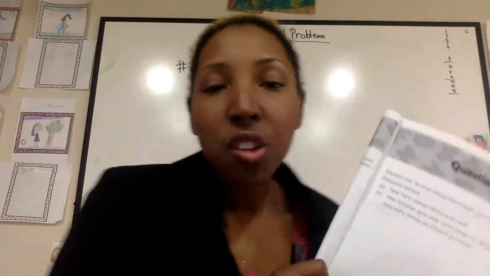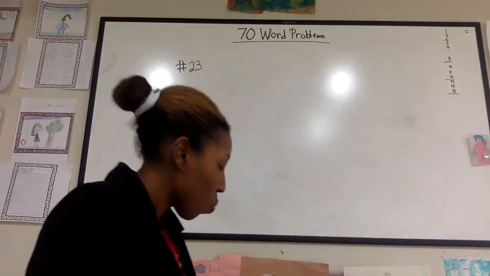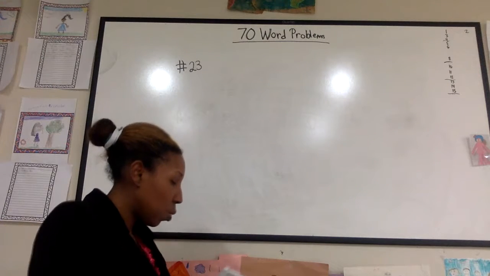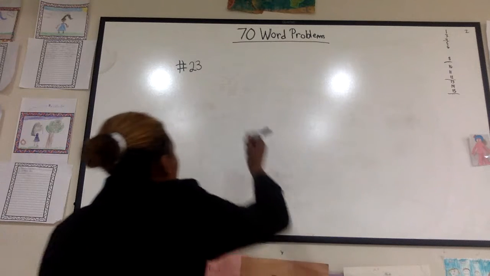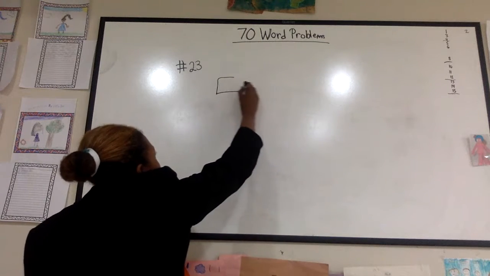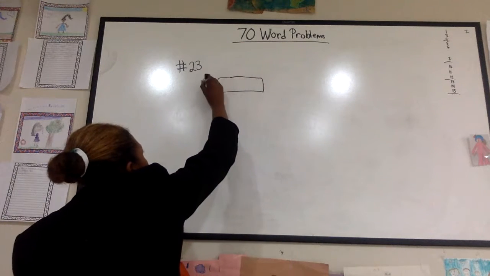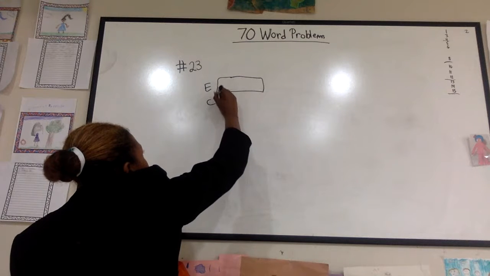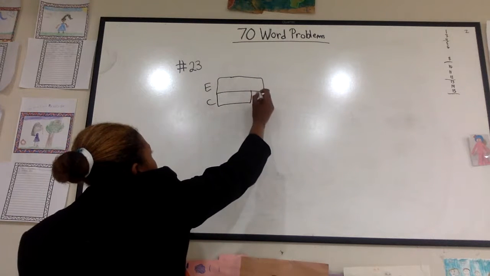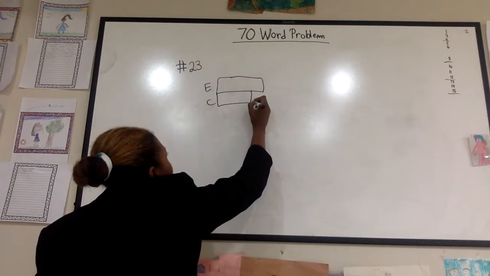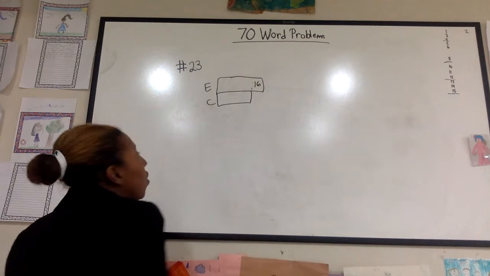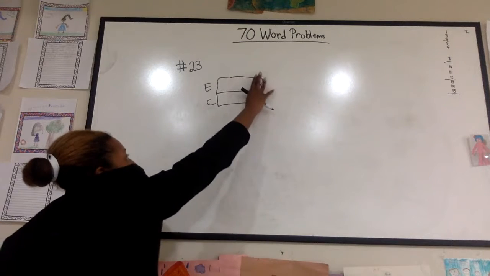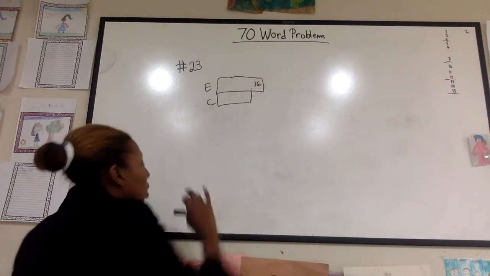Okay, so let's start from the beginning. Eduardo had 16 more stamps than Carson. I'm going to do the first sentence. I have Eduardo. I have Carson. Eduardo has 16 more stamps than Carson. Notice how if I took the 16 away, it'd be equal.